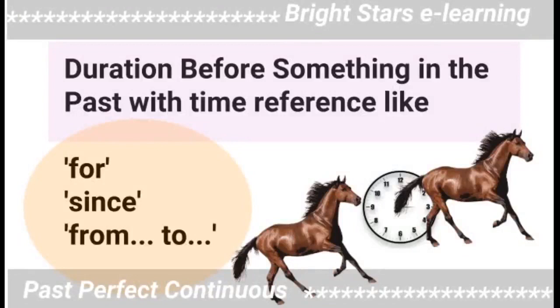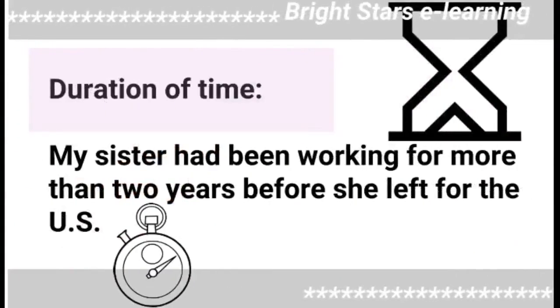For duration of time, we use the past perfect continuous tense for something in the past with a time reference like for, since, from, to. Let us see how we use duration. For duration, the helping preposition is "for". Don't forget, this is very, very important. For more than 2 years, more than 2 years is the duration. My sister had been working for more than 2 years before she left for the US.